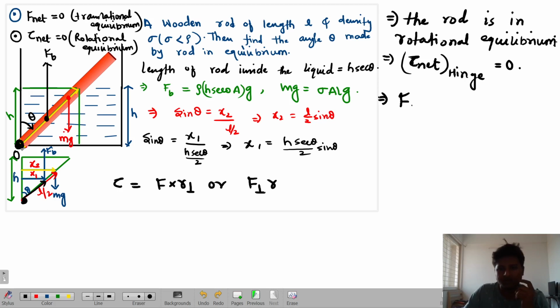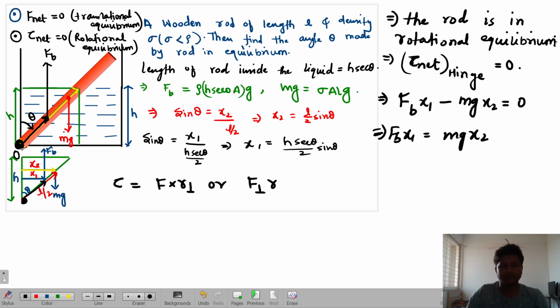So FB into x1, but try to understand, that force is trying to rotate in which direction? It will rotate in the anti-clockwise direction, isn't it? And mg is trying to rotate in which direction? Clockwise direction. So for FB, anti-clockwise is always positive, so FB into x1 minus mg into x2 is equal to how much? Zero.